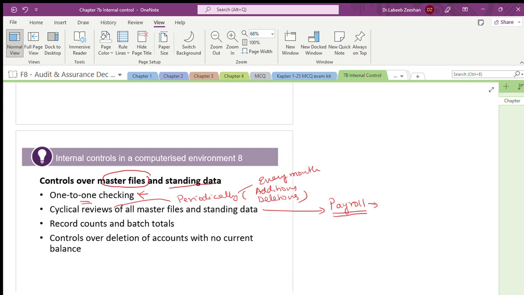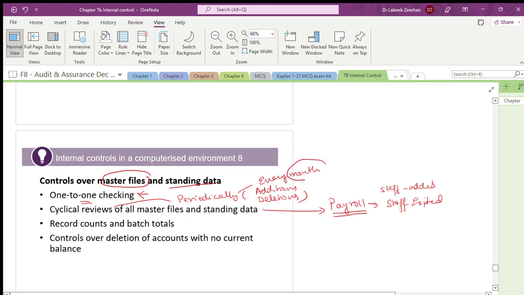Whenever you are making the payment, we have to see the staff which has been added and the staff which has exited from the organization. I told you, it has to be reviewed on a monthly basis.